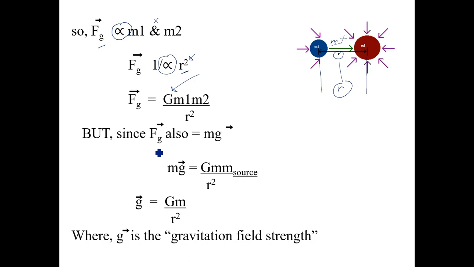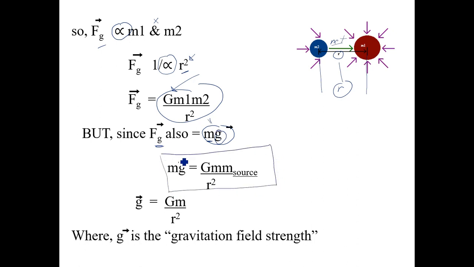Another equation here, force is also equal to the mass of the object times this here, which is gravitational field strength, but it's also acceleration due to gravity. So force is equal to this. Force is also equal to this, which means these two are equal to each other. And that's what it's showing here.